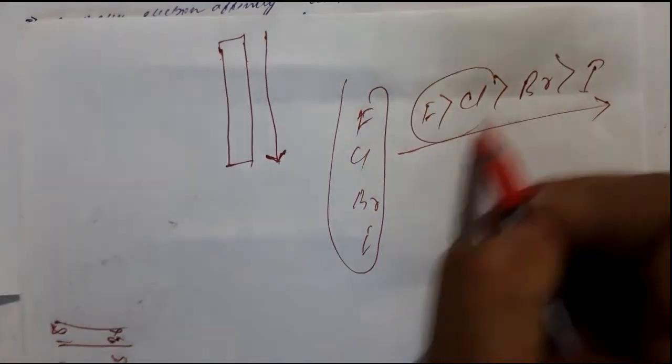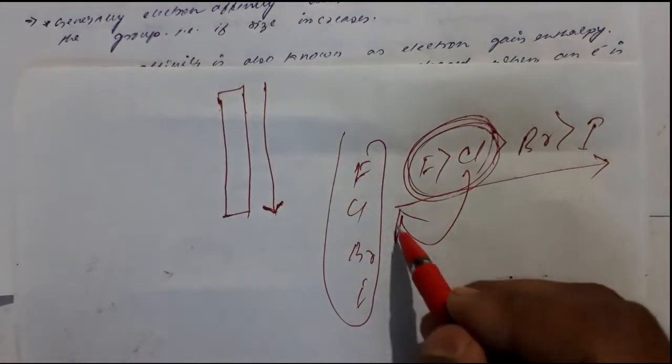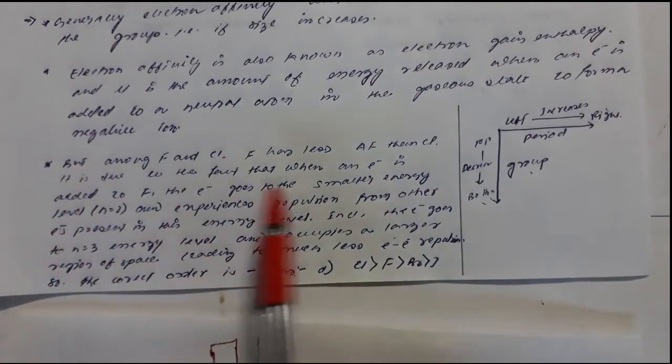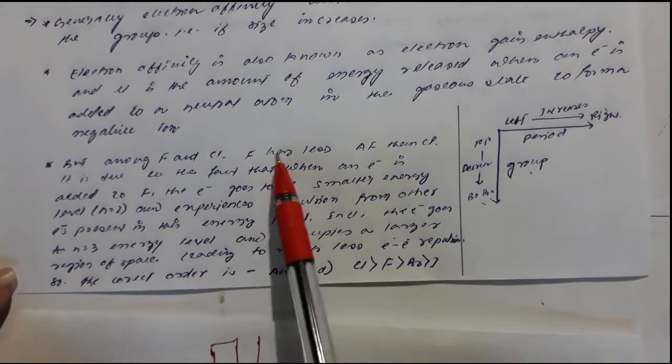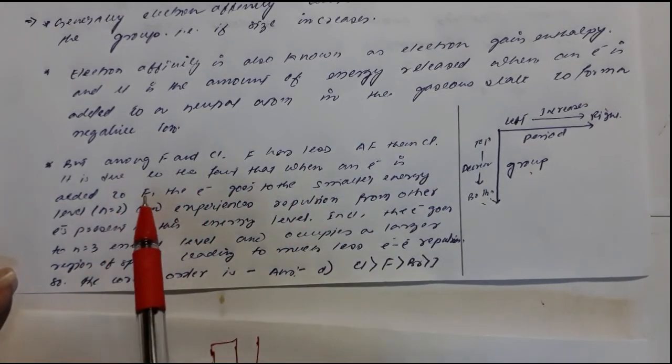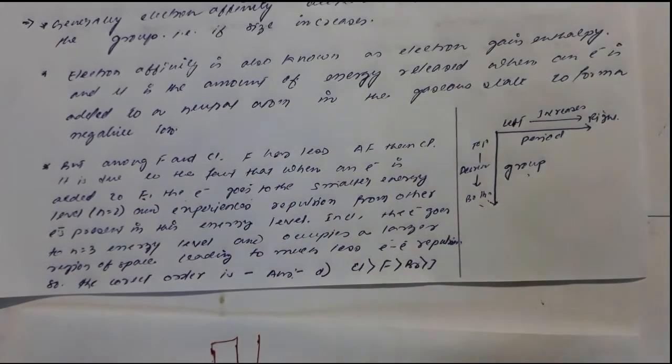But among fluorine and chlorine, there are some exceptional cases. Chlorine has more electron affinity than fluorine. What it says is that fluorine has less electron affinity than chlorine. It is due to the fact that when an electron is added to fluorine, the electron goes to what? Smaller energy level, that n equal to 2.